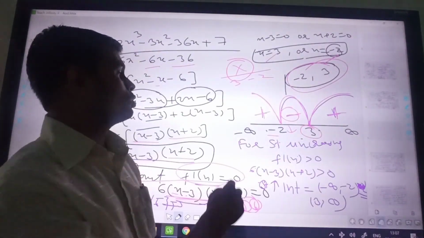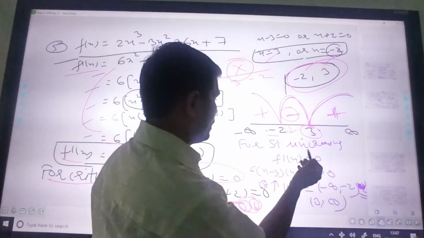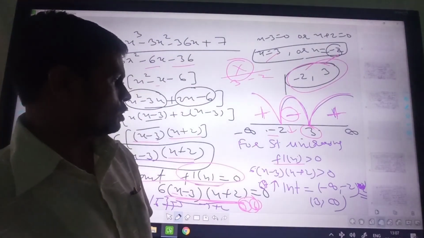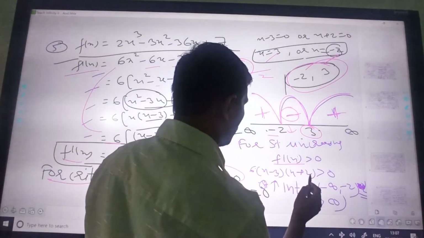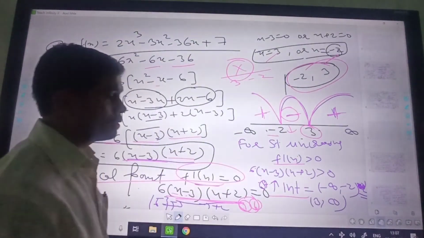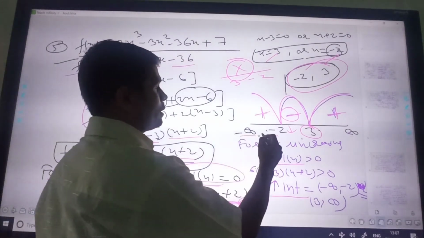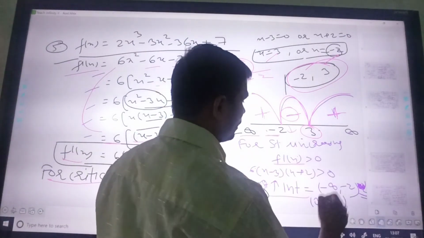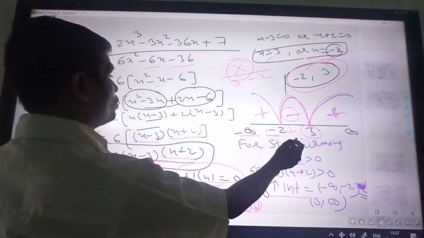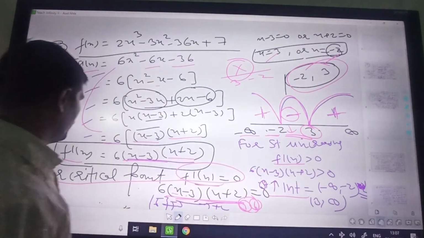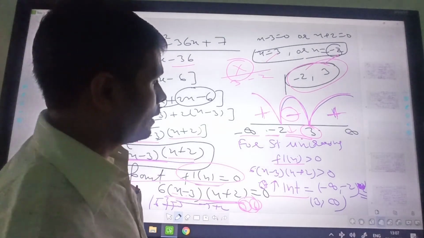One more thing you should write down: for a strictly increasing interval, you should write f dash x greater than 0. And what is f dash x? F dash x is this one, 6 into x minus 3, x plus 2. What will be the strictly increasing interval? Minus infinity to minus 2 and 3 to infinity. And what will be the decreasing interval? The decreasing interval will be minus 2 to 3.